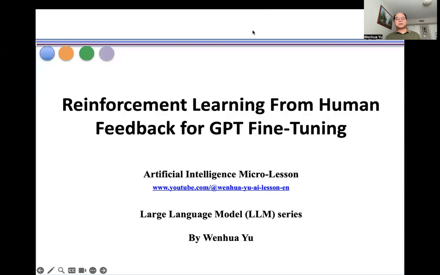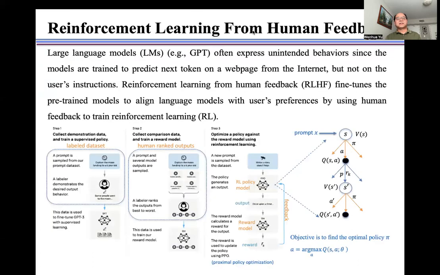In this video I introduce reinforcement learning from human feedback for GPT fine-tuning. Large language models often express unintended behaviors since the models are trained to predict the next token on a web page from the internet, but not on the user's instructions.